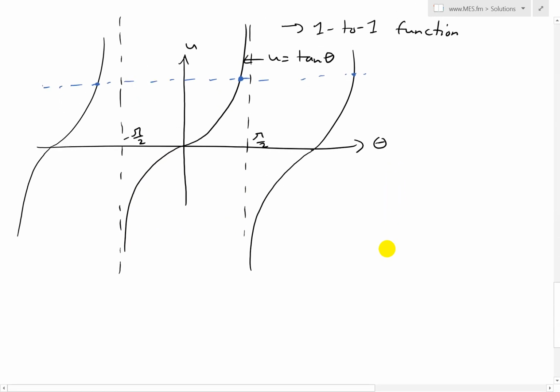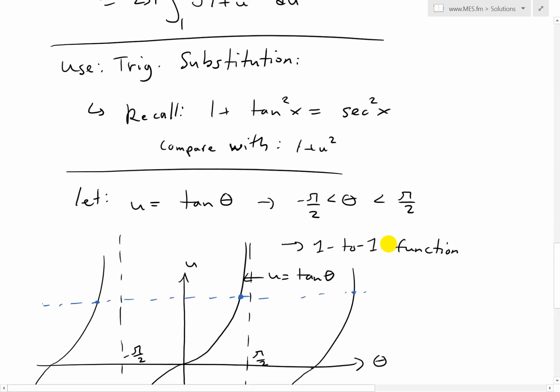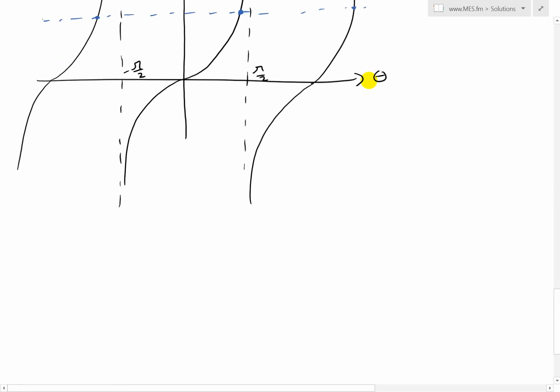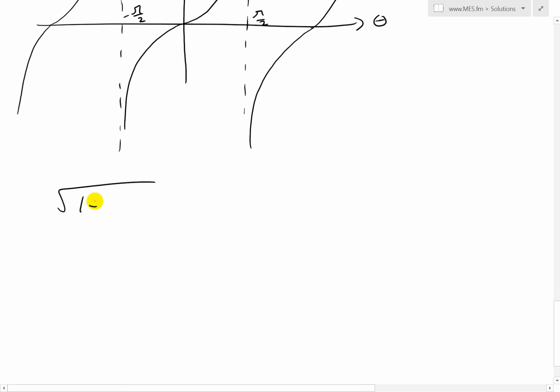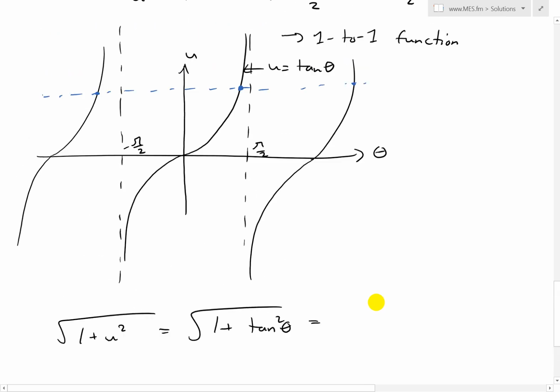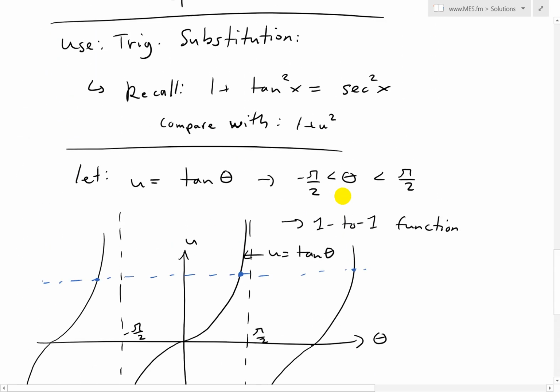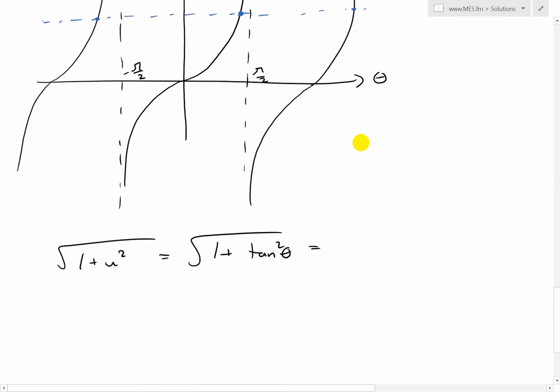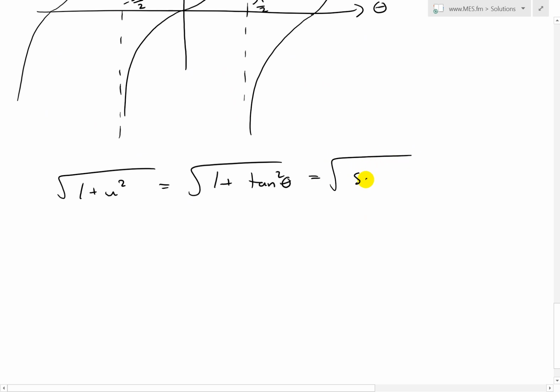So now, when we plug it into the substitution, what we get is this: square root of 1 plus u squared equals square root of 1 plus tangent theta squared, like that. Now this part, using that identity right here, is just secant squared. So this equals the square root of secant squared theta.